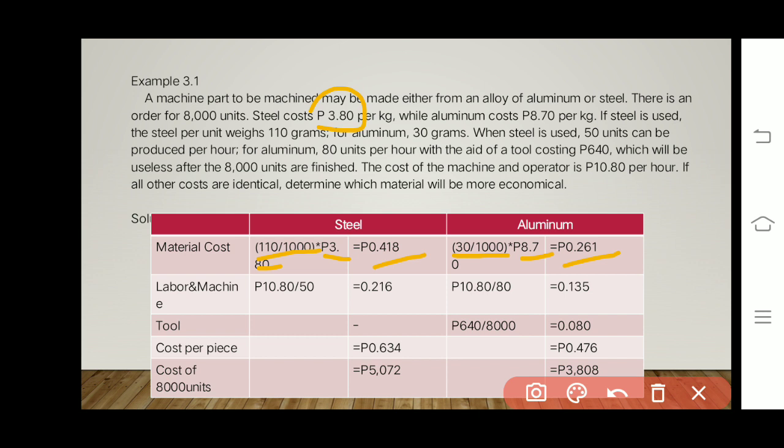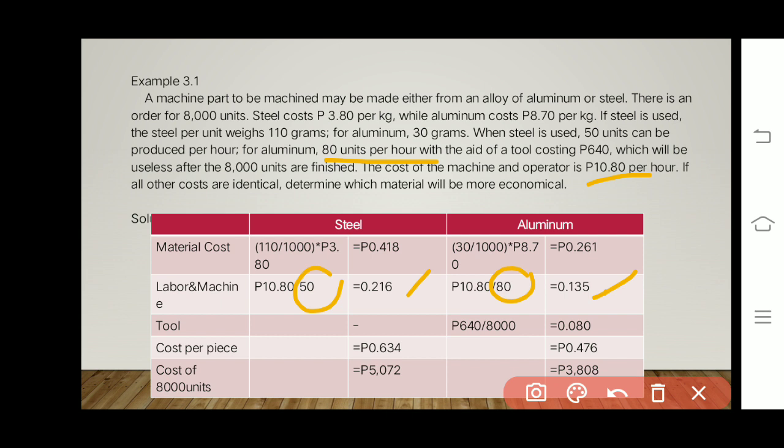So, for the labor and machine, dito yun manggagaling, 'di ba? 10.8 pesos per hour yung sa labor and machine. In terms din siya ng per hour, kasi, 'di ba, ang mga units na binanggit dito is na pinoproduce per hour. So, naka per hour din siya. So, 0.216 kay steel, and then same lang. Wait lang, hindi pala same. Nagkaiba sila kasi nga magkaiba sila ng number of units na produce per hour.